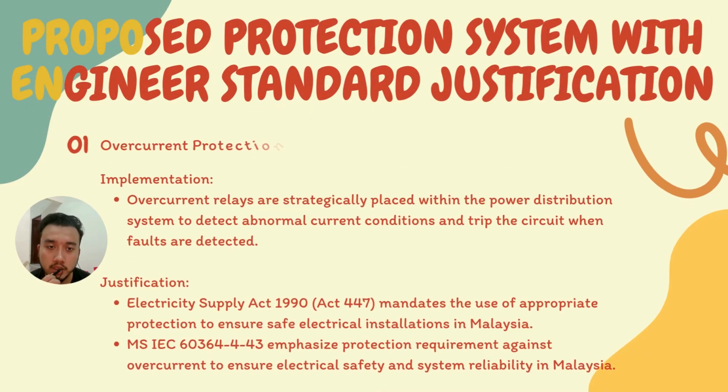Next, for the proposed protection system with justification, the first one is the overcurrent protection for fault detection. The implementation of this overcurrent protection involves overcurrent relays that are strategically placed within the power distribution system to detect abnormal current conditions and trip the circuit when faults are detected. The justification for this overcurrent protection is from the Electricity Supply Act 1990, Act 447, which mandates the use of appropriate protection to ensure safe electrical installations in Malaysia. The second one is MSIEC 60364-4-443, which emphasizes the protection requirement against overcurrent to ensure the electrical safety and system reliability in Malaysia.